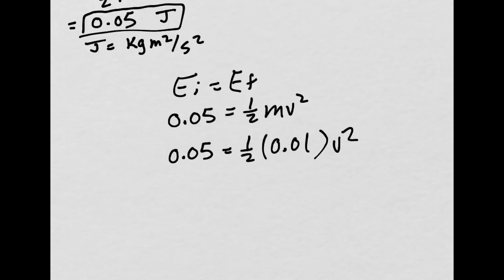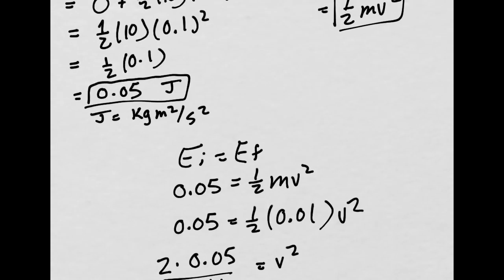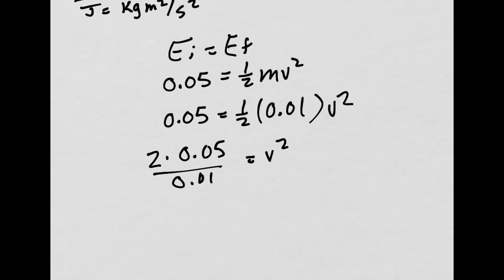So v squared is 2 times 0.05 divided by 0.01, which gives you 10. V is equal to the square root of 10, which is 3.16 meters per second.